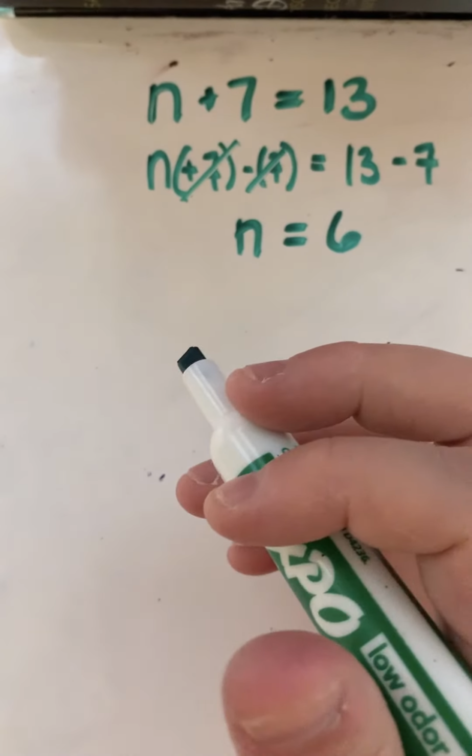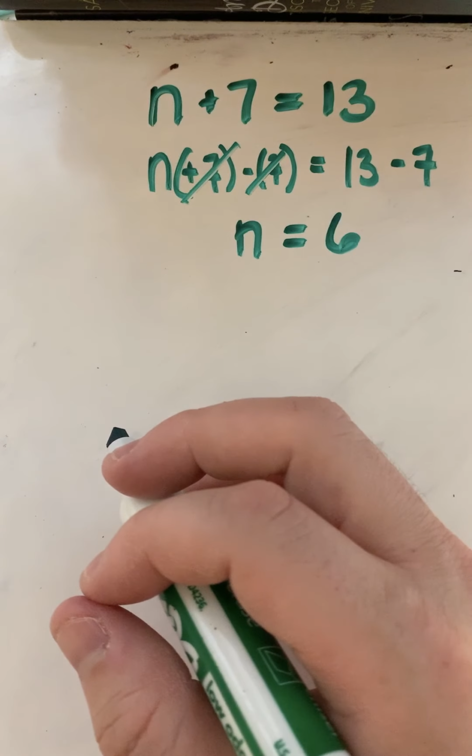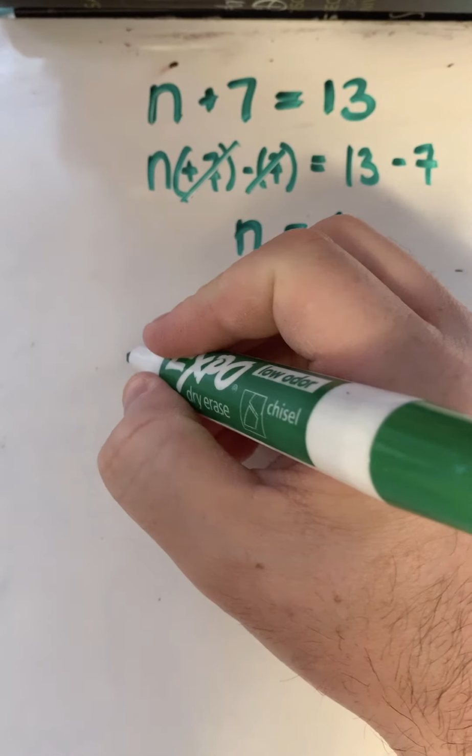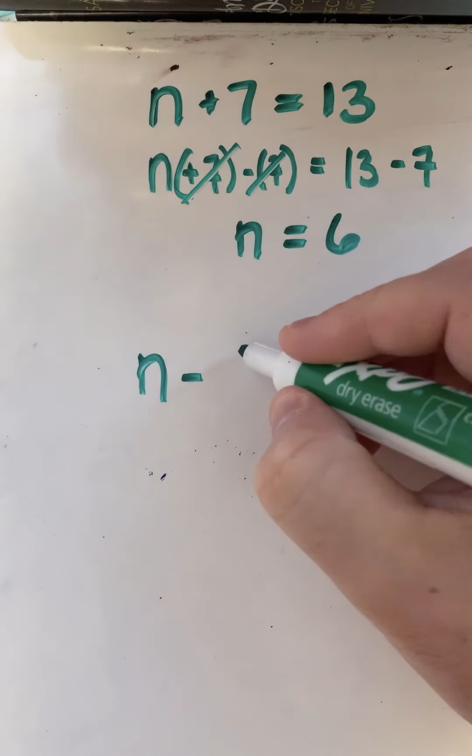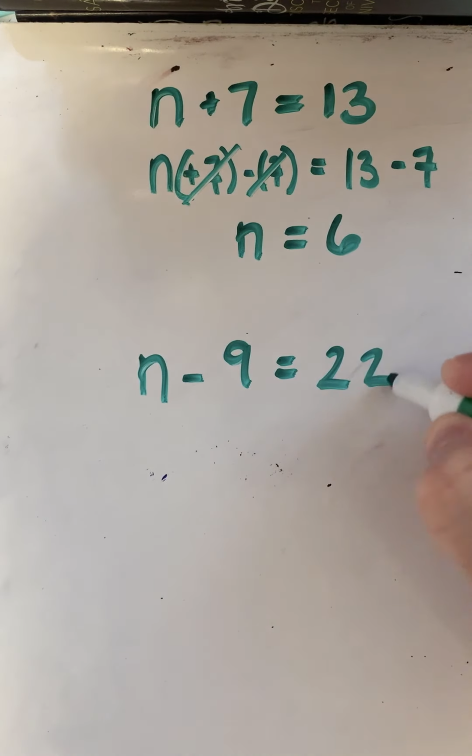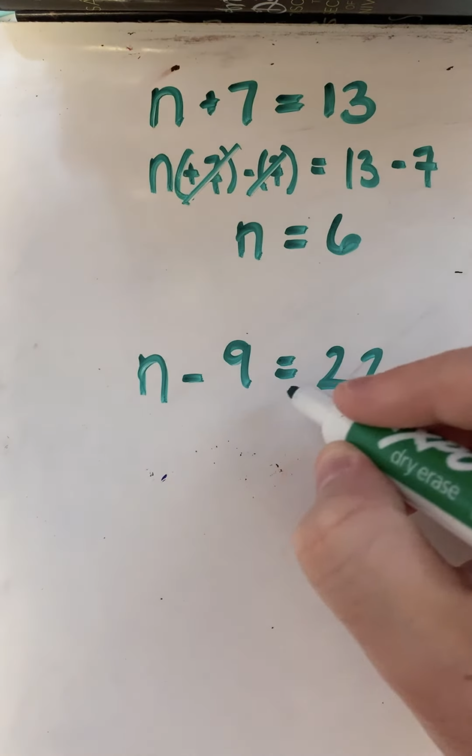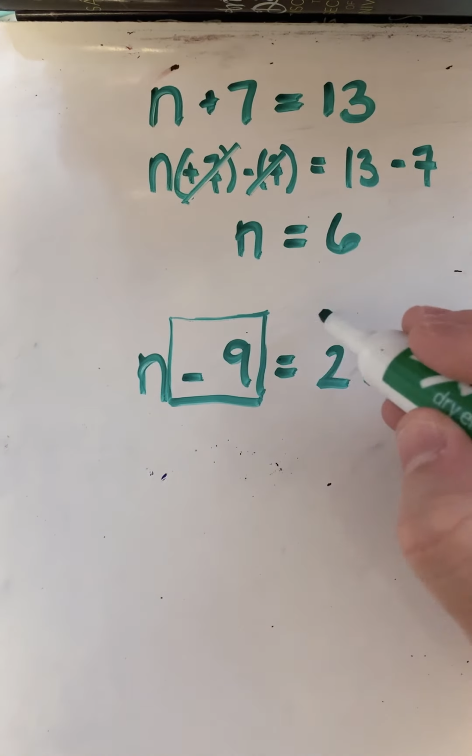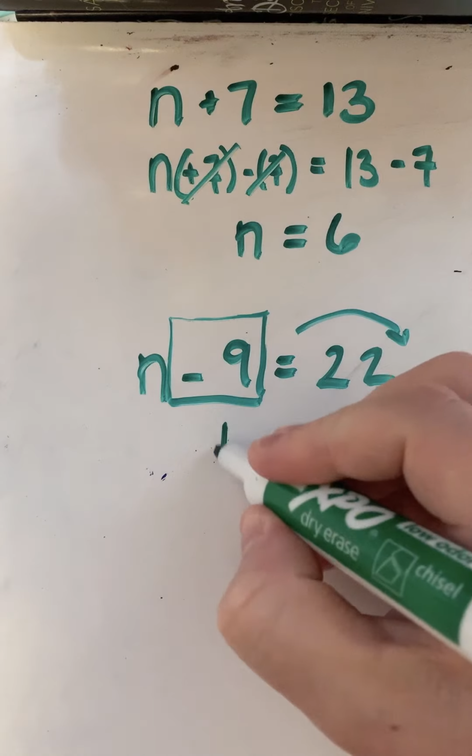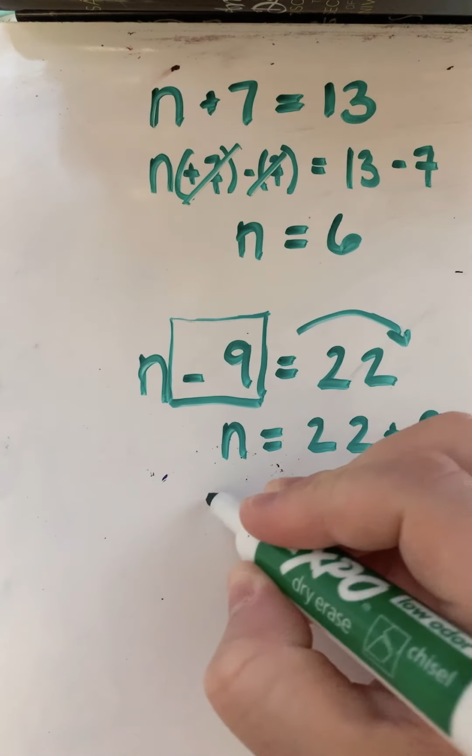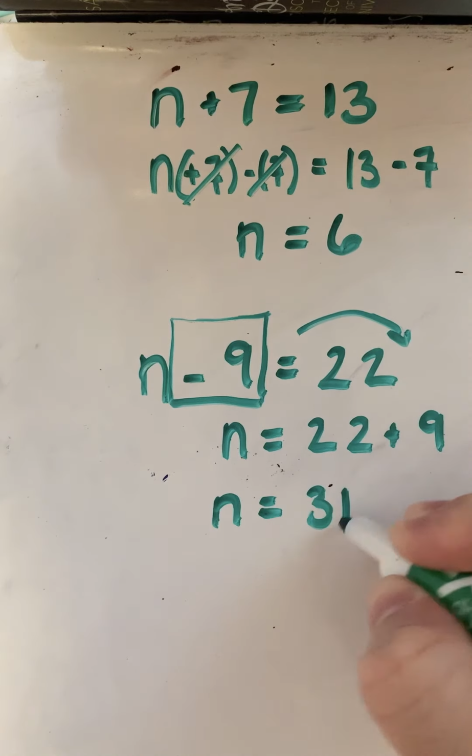Let's do one where we're doing subtraction. So n minus 9 equals 22. Instead of moving it as a negative, it's going to become a positive. So our next line is going to say n equals 22 plus 9, and n equals 31.